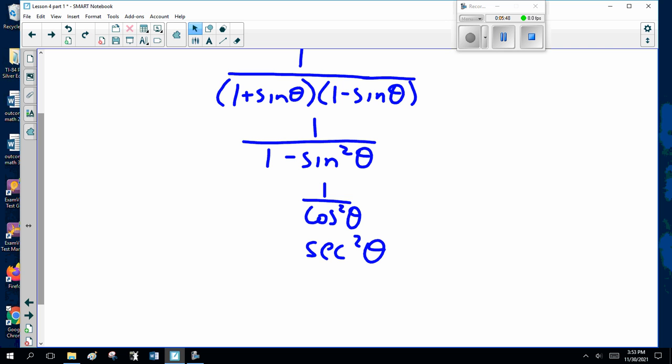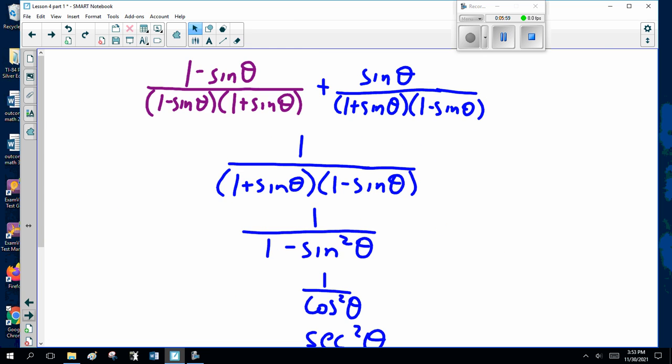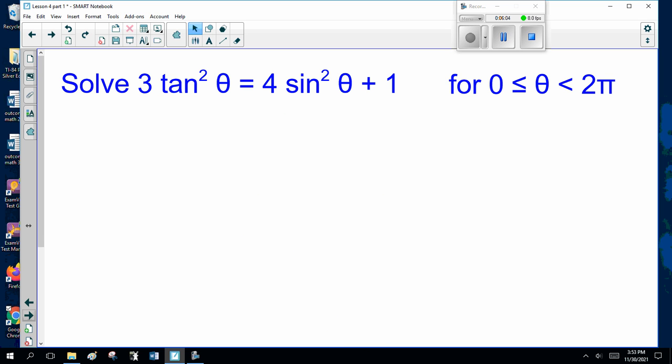That's what I need you to be able to do. Now, can you do it quickly and neatly? Hopefully. Well, quicker than me. If you can, please show me. Excuse me. I'll be happy to change my notes. But that's what I need you to be able to do. So let's do a couple more.